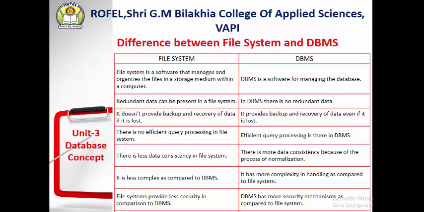Now there is no efficient query processing in the file system. That means if there are thousands of records available in the file system and you want to find some specific data, then there is no query processing system available in the file system. So you cannot easily access data by firing queries. But DBMS provides different kinds of query processing systems, so that's why it provides easy access to specific data.